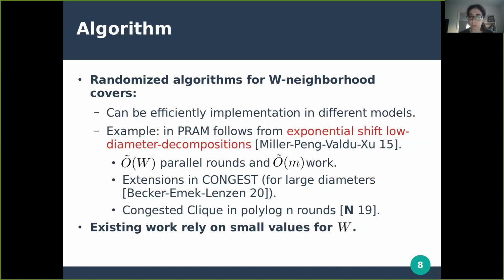But there are recent results that show how we can do this faster. For example, in CONGEST, it was recently shown how to construct these efficiently in a paper by Becker, Emek, and Lenzen. And in the congested clique, I explained how we can construct these in polylog n rounds. Also, for most of the applications, people have considered small values of W. But what I want to point out here is that if we consider a wide range of radii for clusters, then we can use these structures to solve a more global problem, such as shortest paths.